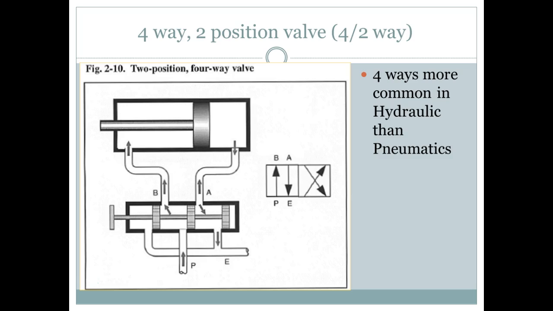So how many positions can a valve have? Minimum of 2, maximum of 3. And then how many ways can we have? Minimum of 2, up to a maximum of 5.